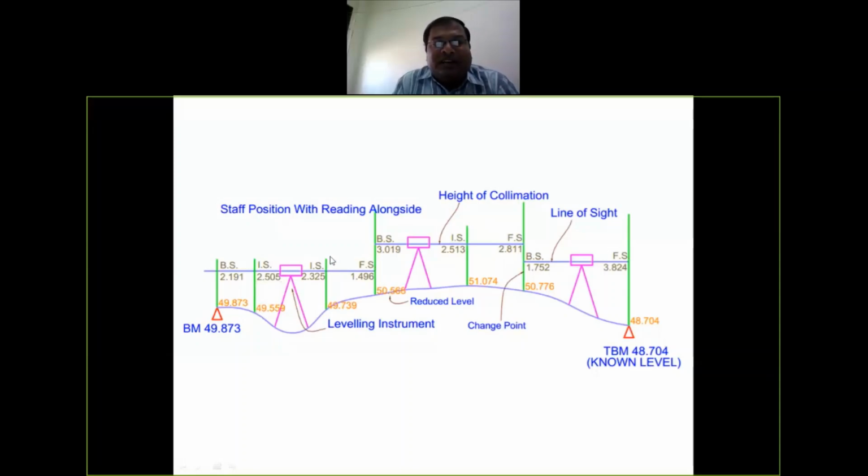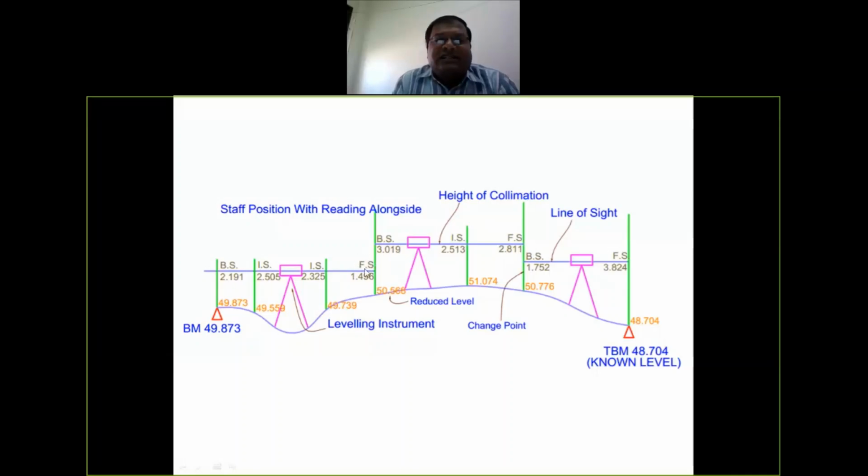Then I will put my staff somewhere here and again measure the reading. Okay, that reading is 2.325. You can say that reading is also called IS reading. Then I will put my staff here, again bisect from here and take one more reading. You can see 1.496, but you can see here one word is written, foresight. So in simple words, foresight reading is nothing but the end of the reading.